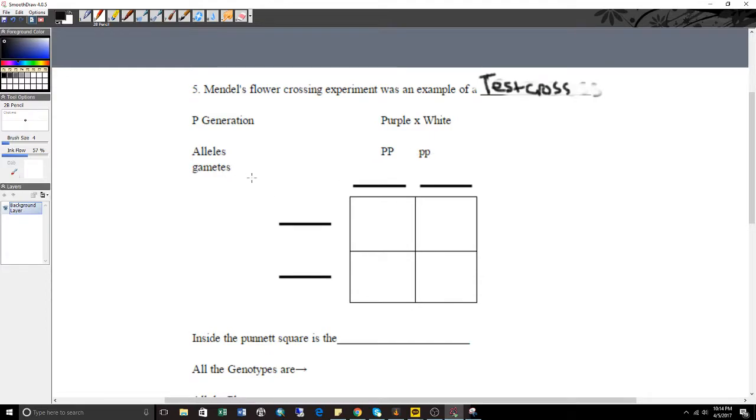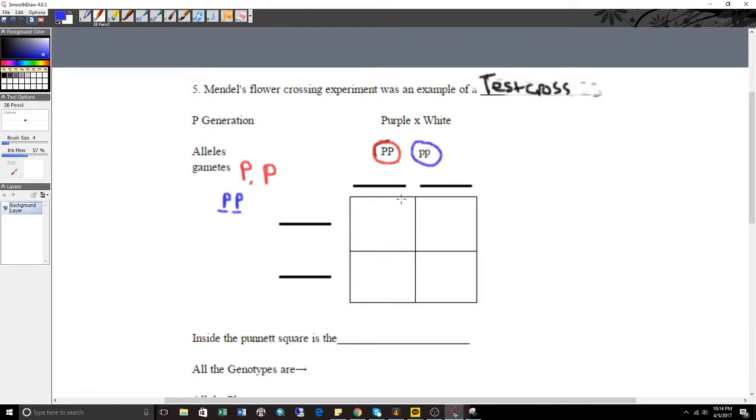Now the gametes for these would be, so I'm going to separate these. This is going to be parent 1, and this will be parent 2. So the gametes for parent 1 are going to be big P and big P. Gametes for parent 2 will be little p and little p.